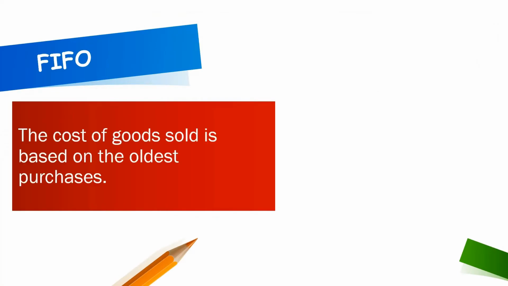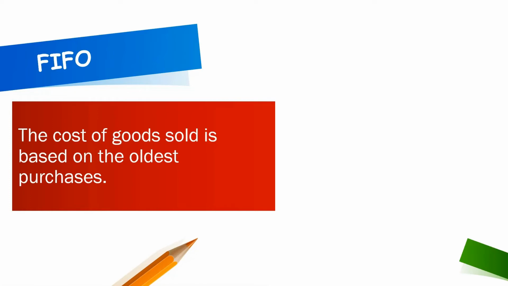Let's take a look at the FIFO method of inventory valuation first. In this method, the cost of goods sold is based on the oldest purchases. In other words, the first stock that comes into the warehouse is the first stock that goes out of the warehouse. First in, first out. The first set of stock that comes into the warehouse is the first set of stock that is sold out of the warehouse. So in a nutshell, the company sells their oldest inventory first.